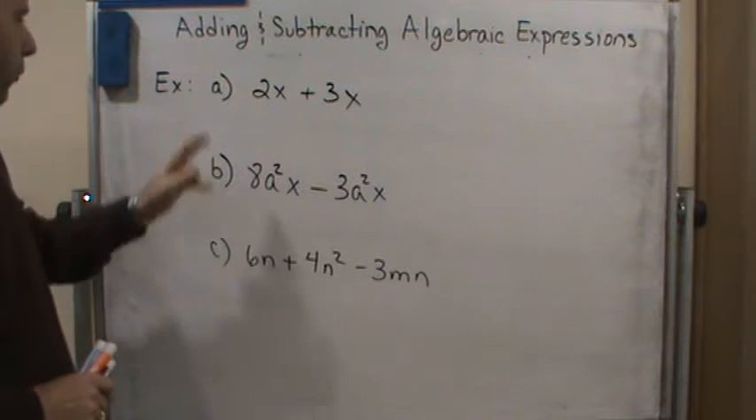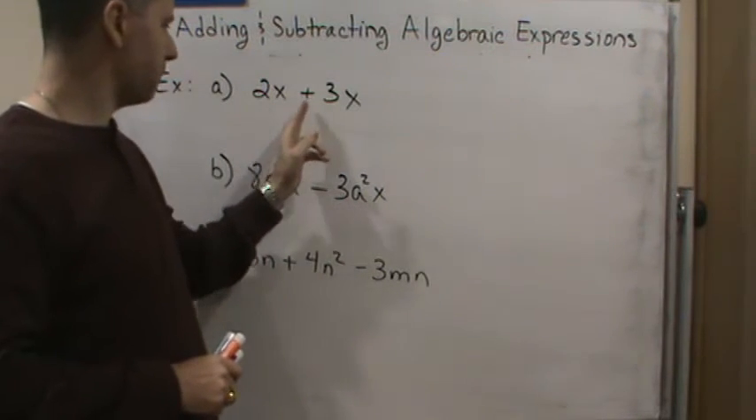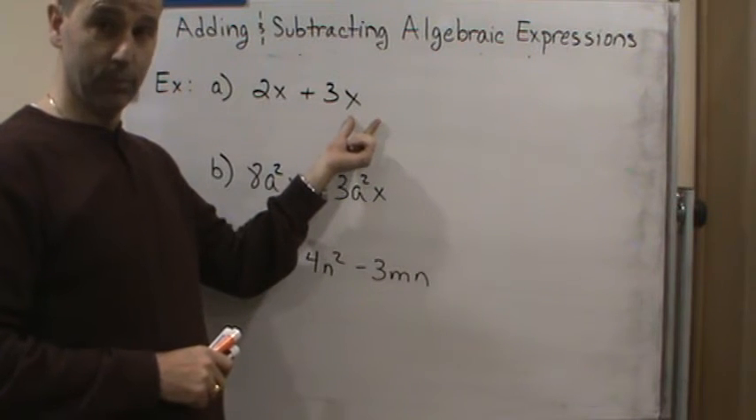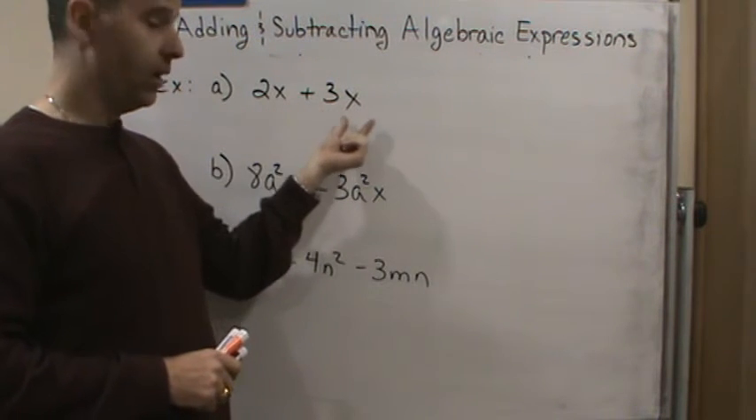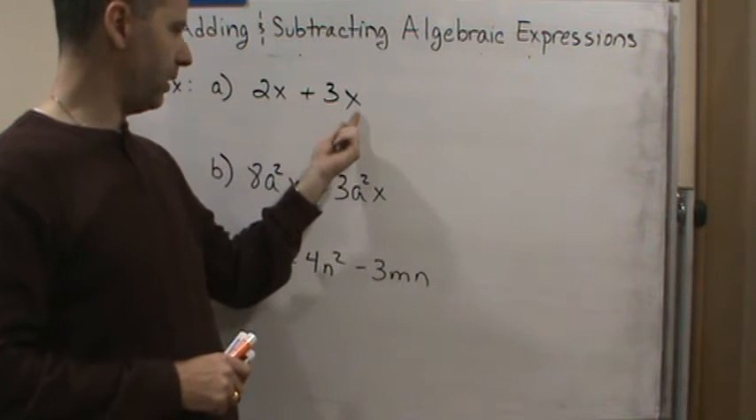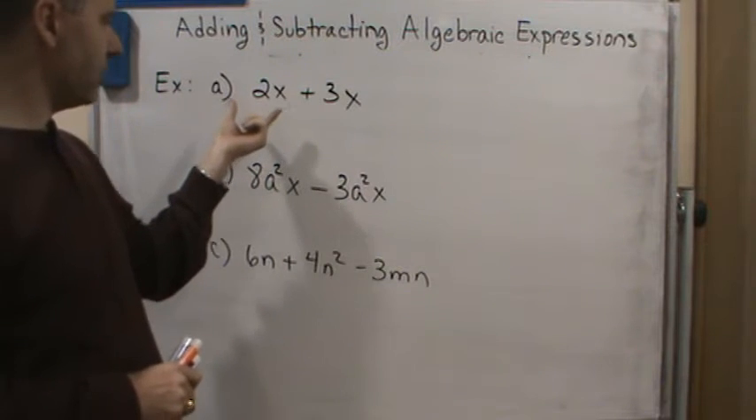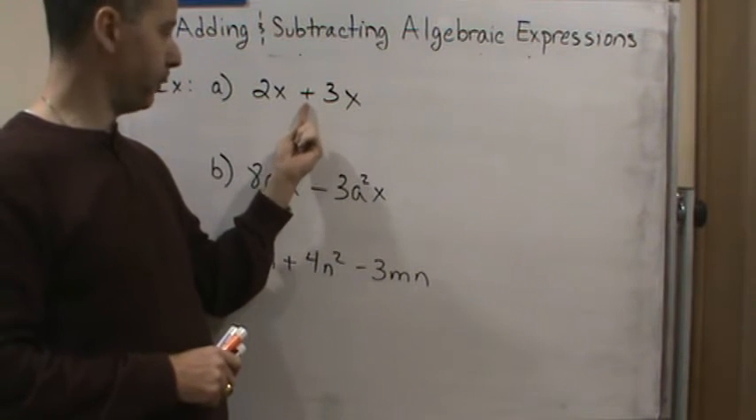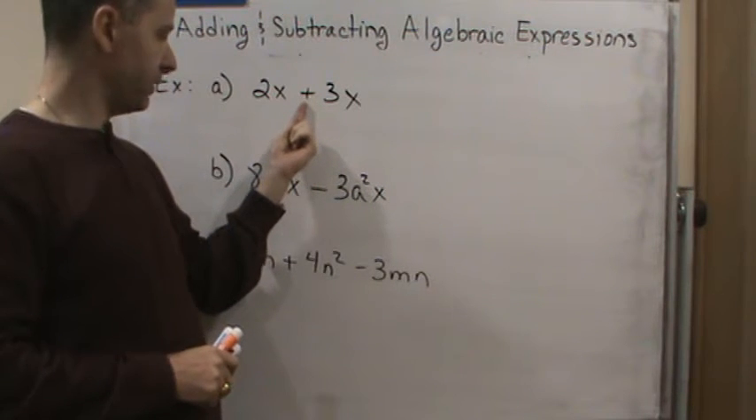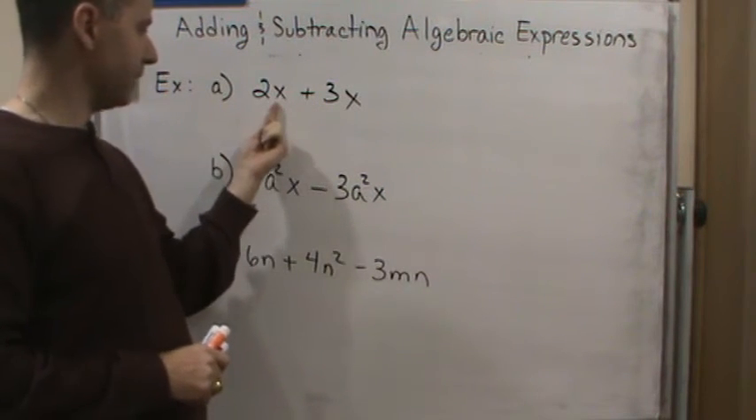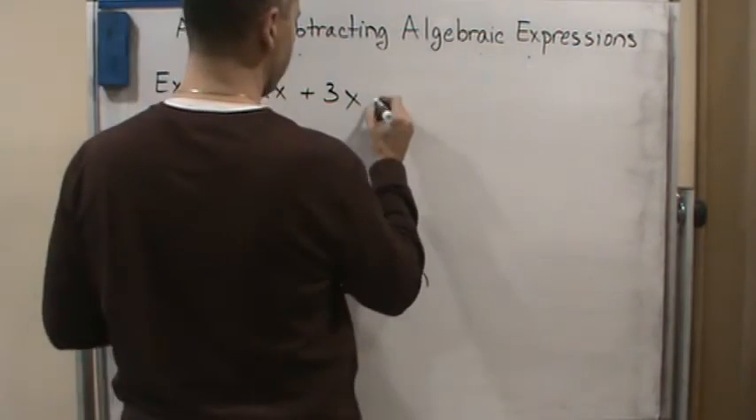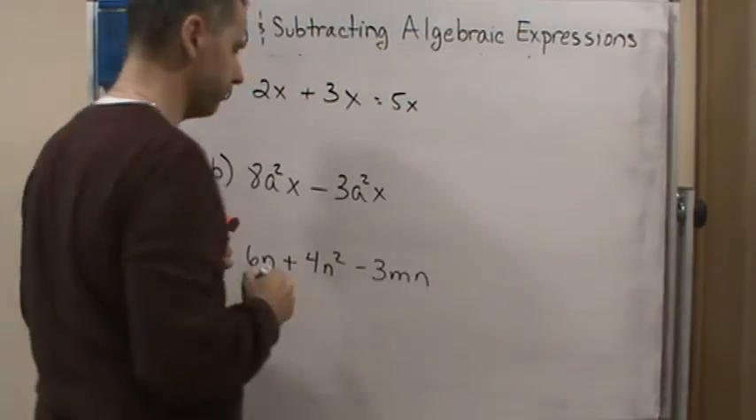Okay? So for part A here, we have 2x plus 3x. Again, we look at the variable part, which is x. It's the same, right? Same variables to the exact same exponents, which in this case is 1. X to the first power, x to the first power. So to combine these, we just take the numerical parts and we perform the operation that's indicated. In this case, addition. So we take 2 x's plus 3 x's gives us how many x's? 5. So we end up with 5x.